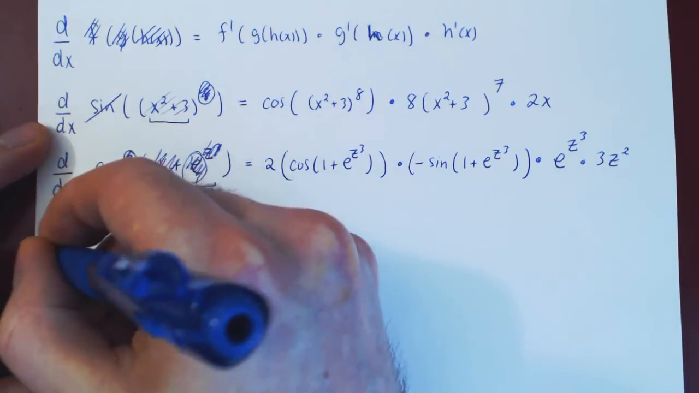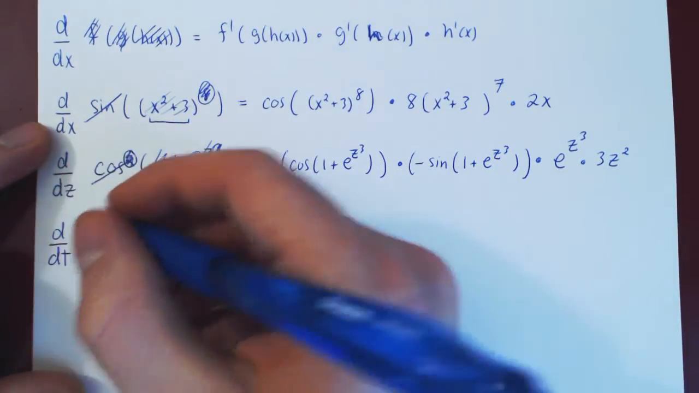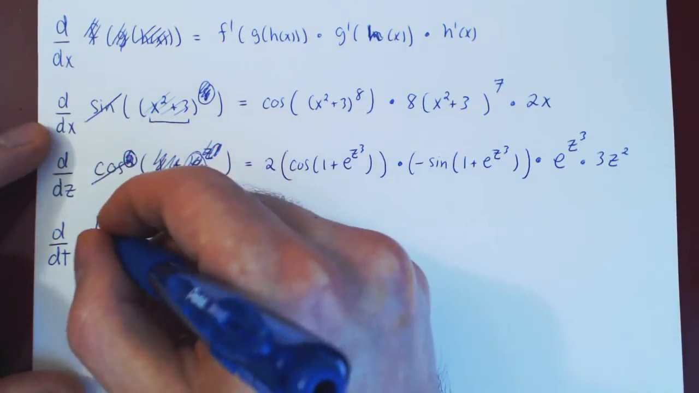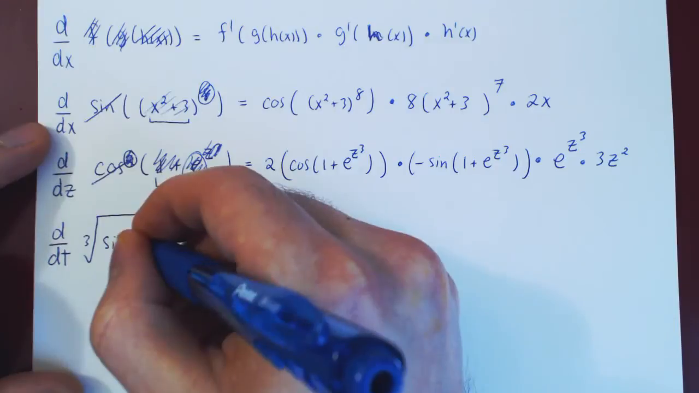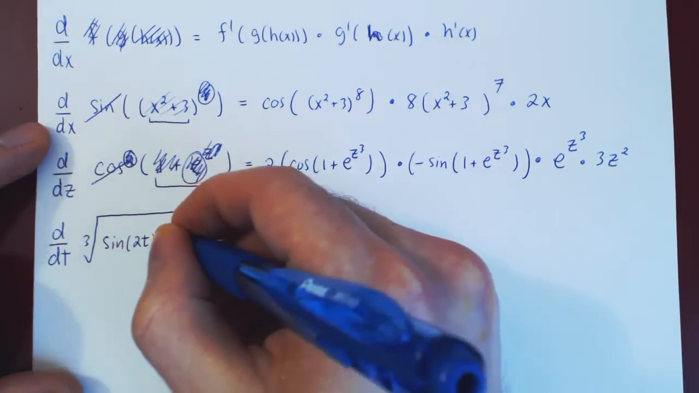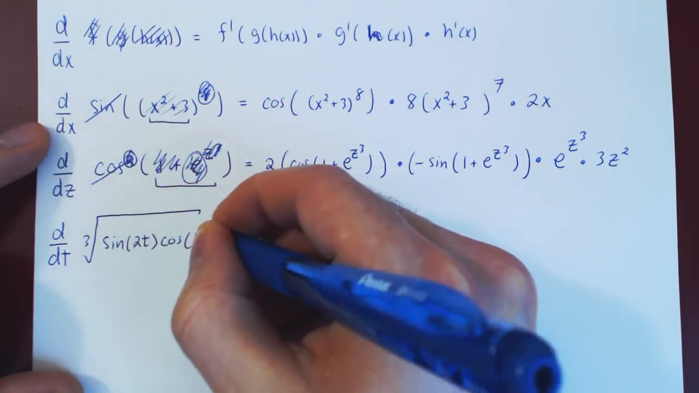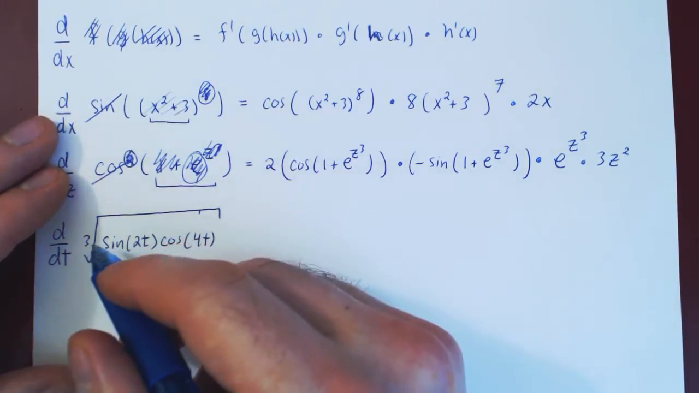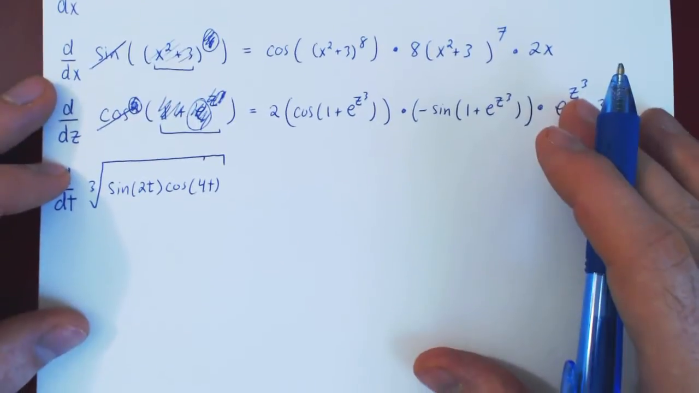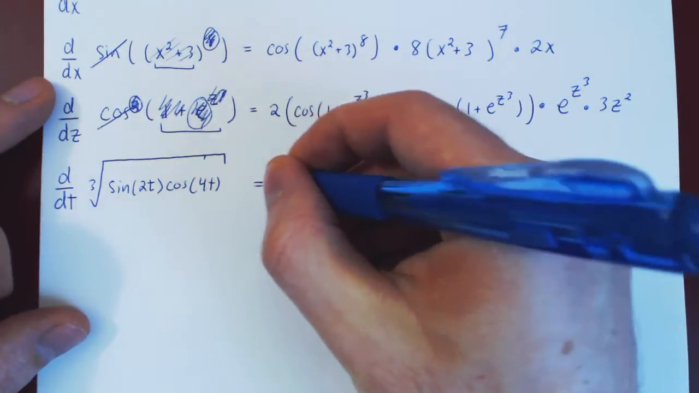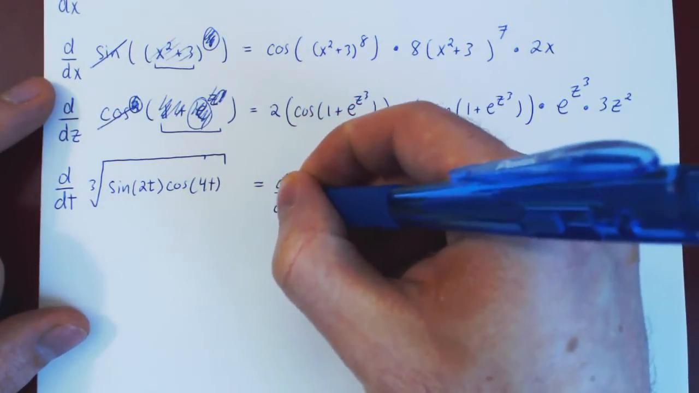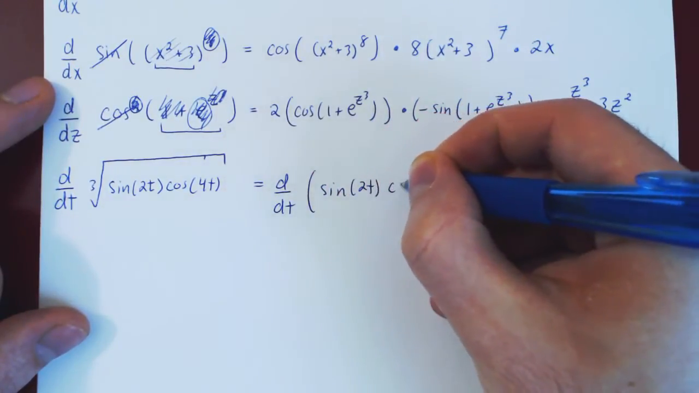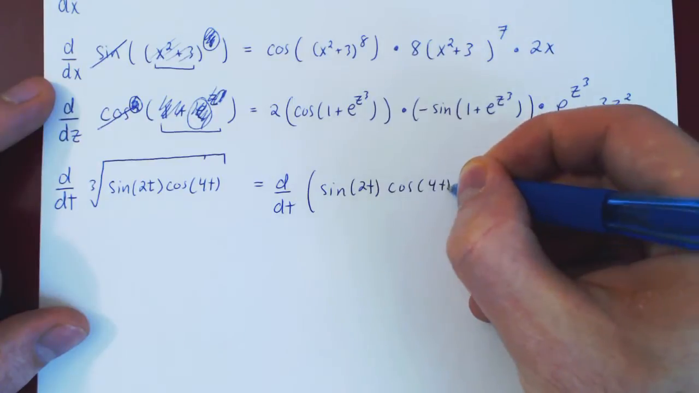Let us now differentiate with respect to t, say, the cube root of sine of 2t cosine of 4t. Well, here clearly the outer function is the cube root function, and we think of the cube root, of course, as a power of 1/3, so we can simply differentiate applying the power rule.